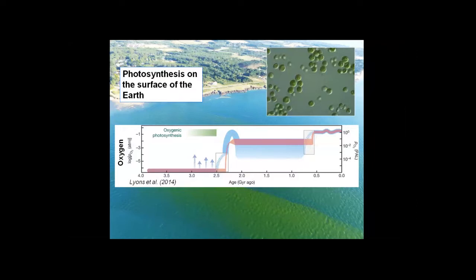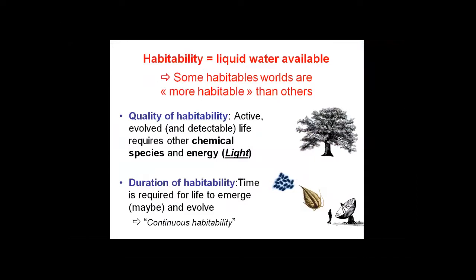So within that context, you have to admit that when we talk about habitability, there are various levels of habitability, and some habitable worlds are more habitable than others. First, again, there is this quality of habitability. Active, evolved, and detectable life requires other chemical species and energy. And again, light may be a key aspect, maybe not for every kind of life, but at least for a very active life that needs energy to modify its environment.